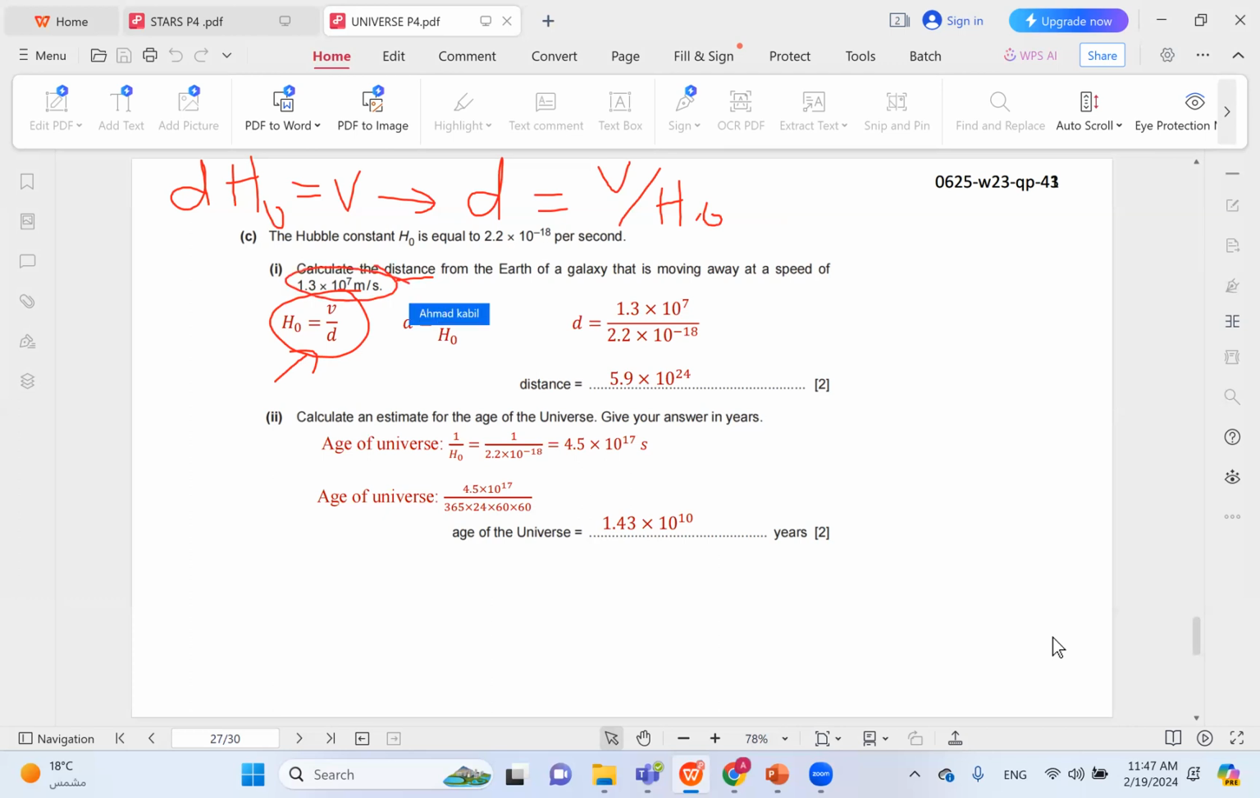So this number goes on top. This is the speed. And then the Hubble constant goes at the bottom. And you just divide these two numbers together. And you get 5.9 times 10 to the power of 24 meters, of course.